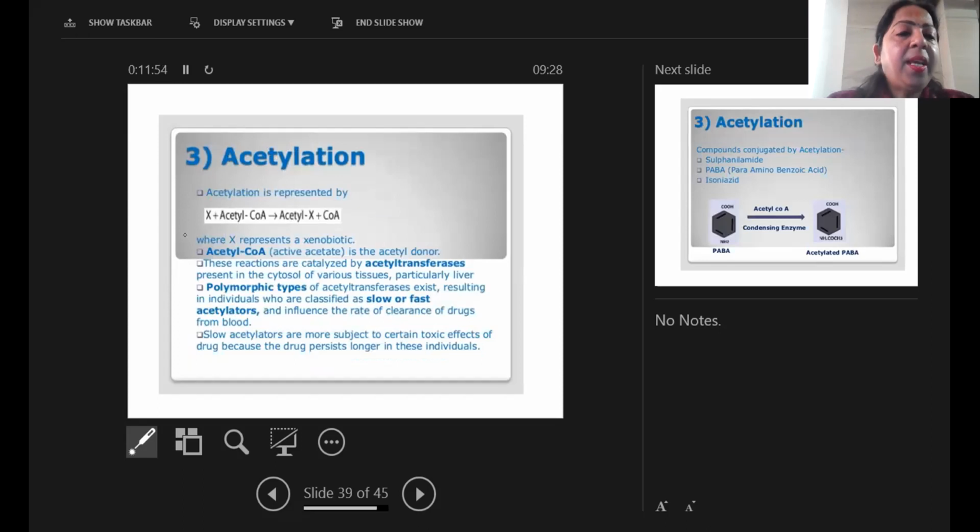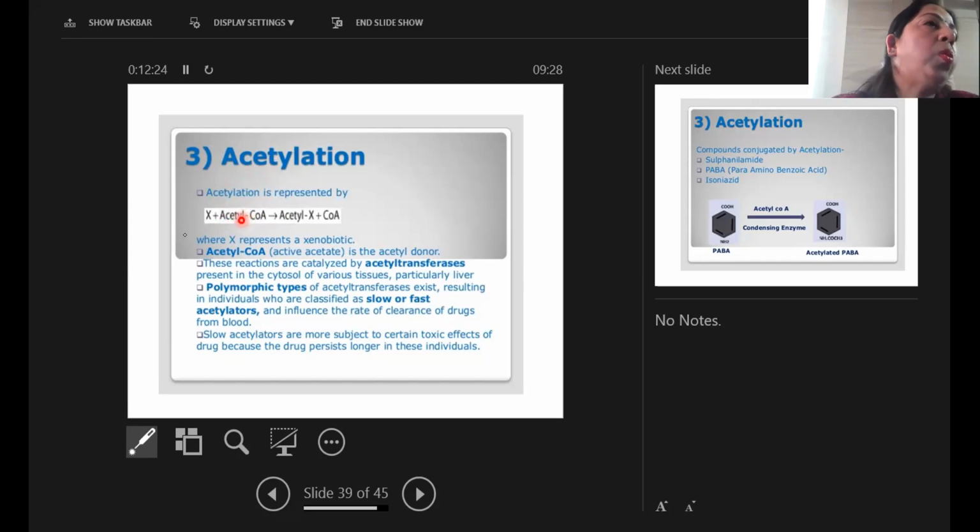Next kind of reaction is acetylation. Acetylation is represented by, suppose X is a xenobiotic, and the donor of the acetyl group is acetyl coenzyme A. This is acetyl coenzyme A, a very versatile molecule. It is pivotal to the various energy releasing reactions you would have seen previously in the Krebs cycle, where pyruvate converts to acetyl coenzyme A.